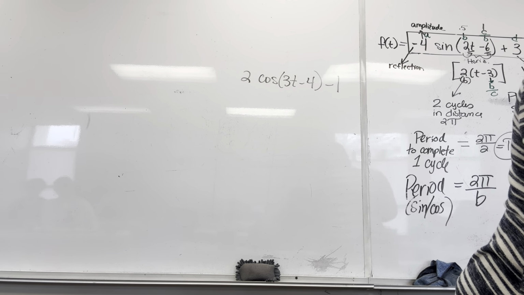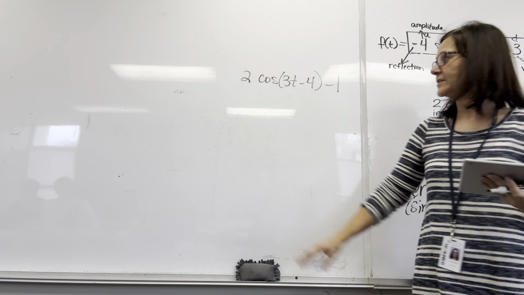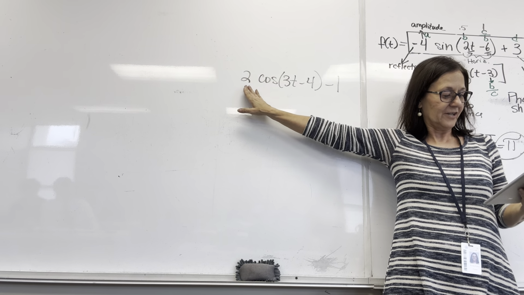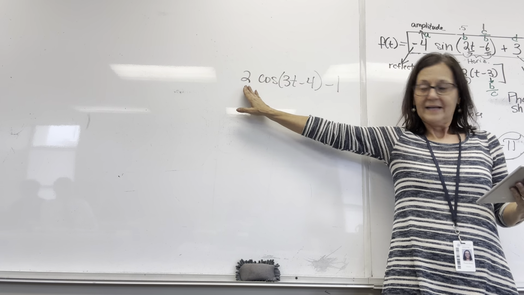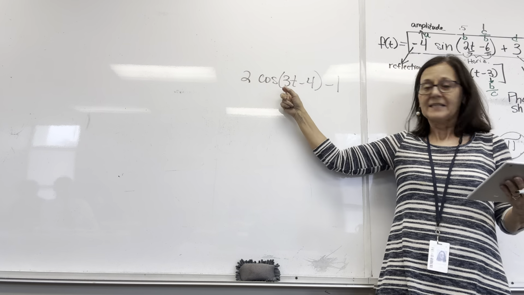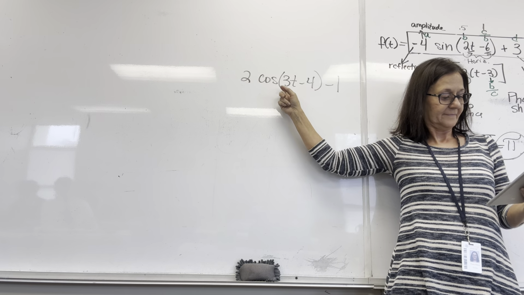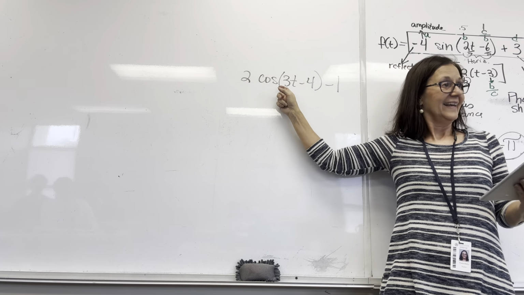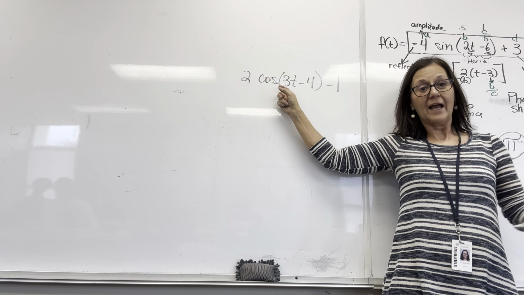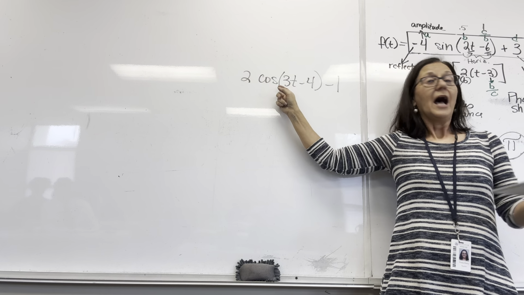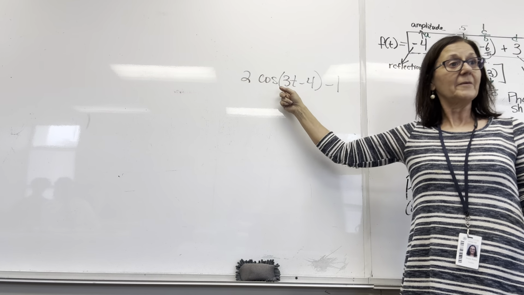All right, who wants to take the 2? Go ahead, Selby. Amplitude. Stretch. Correct. Excellent. Jim, you want to take the 3? How many cycles in a distance of 2 pi? That's correct. 2 pi over 3 is going to be the period.